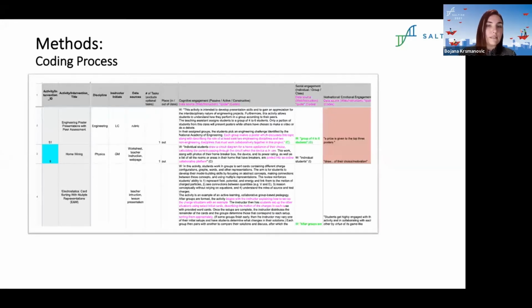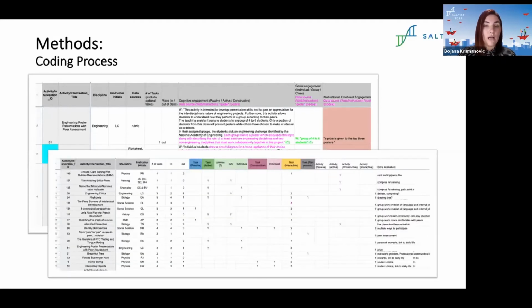Our unit of analysis was the tasks in learning activities. Each activity is made up of multiple tasks performed by both the students and the instructor. And we collectively segmented the 66 activities into 166 tasks, and any differences in segmenting activities were resolved through discussion. In the second screenshot, you can see how, based on the coding at the task level, we generated the overall engagement mode for each activity using the highest level of engagement to determine the mode.